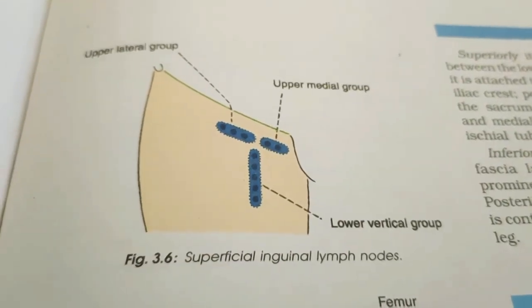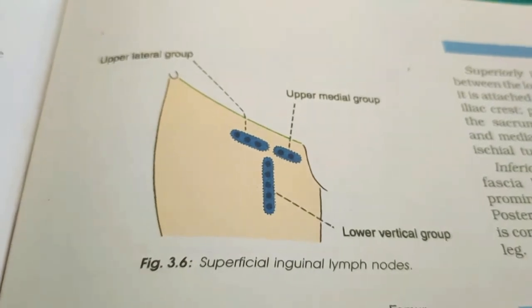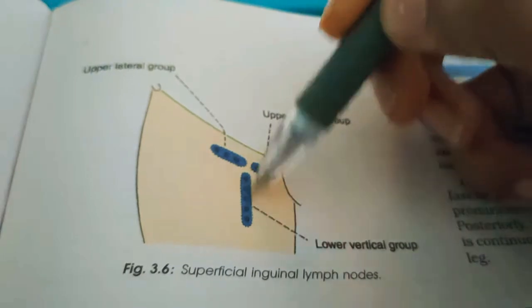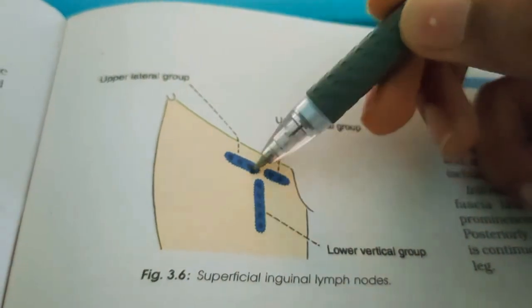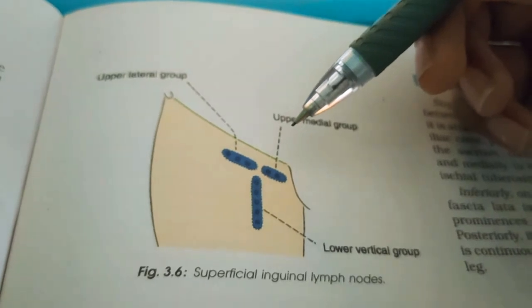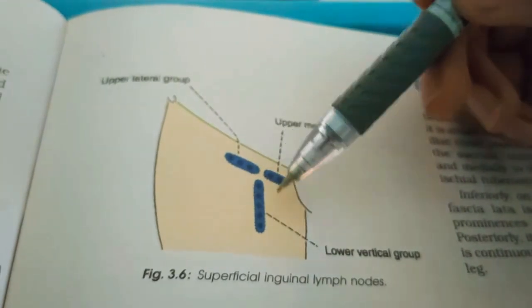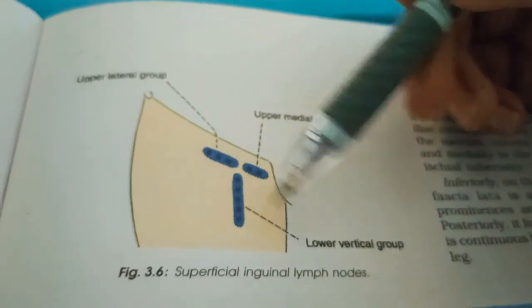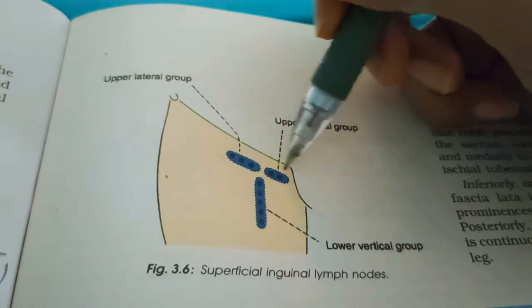Next, coming to superficial inguinal lymph nodes. We'll discuss that in the diagram. In this diagram, if you observe, you can find the superficial inguinal lymph nodes. They are variable in number and size, and their arrangement is T-shaped. You can see a lower vertical group and upper two horizontal groups. The upper nodes can be subdivided into upper lateral and upper medial. So these are the three groups of superficial inguinal lymph nodes: the upper lateral, upper medial, and lower vertical. They are forming a T shape.